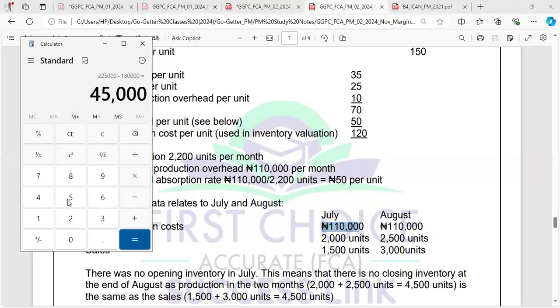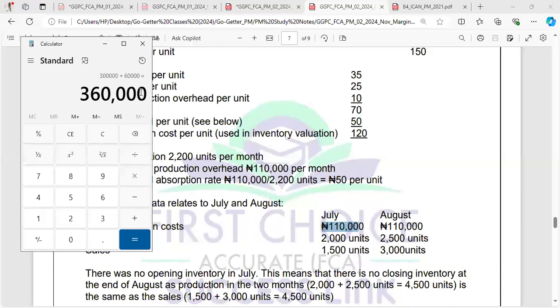In August, we have our opening stock of 500 multiplied by 120, which is 60,000. Then what happened? 120 multiplied by what was produced in July, 2,500. That's 300. 300 plus 60,000 gives us 360. There is no closing stock. So 360 now becomes your what?